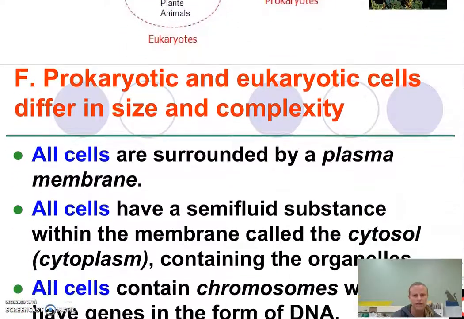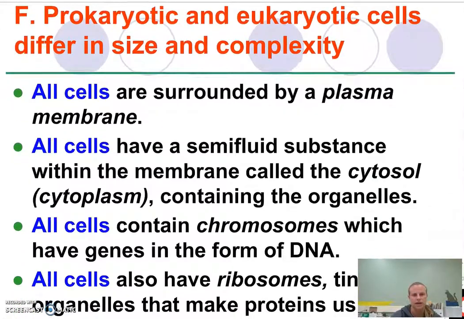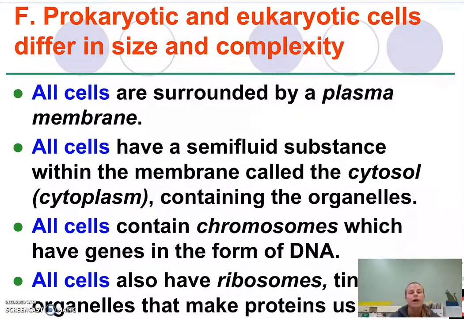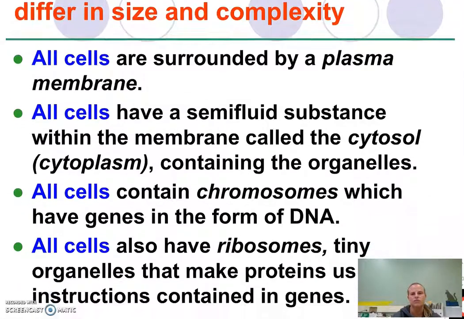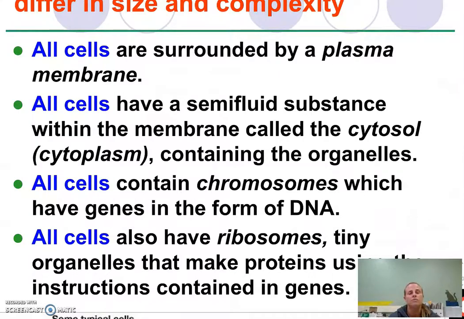So these prokaryotic and eukaryotic cells differ in size and complexity. However, regardless of the type of cell that it is, they will have some things that are similar. For example, all cells are surrounded by a plasma membrane. This plasma membrane will control what enters and exits the cell. It provides protection from the external environment. It is a phospholipid bilayer with embedded proteins.